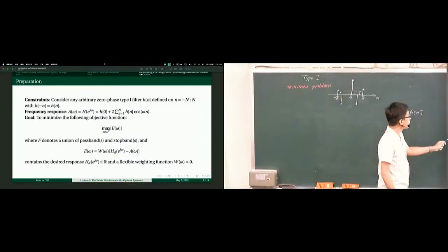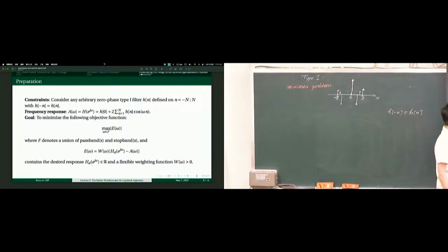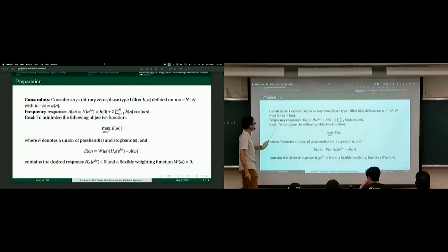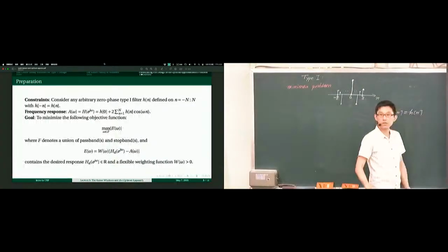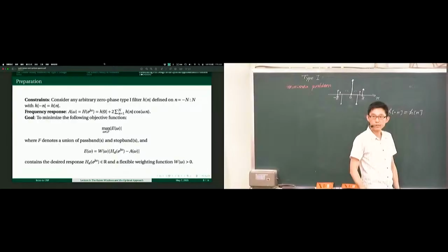So, the frequency response right here. If we take the Fourier transform of any even function in time, we know the result is going to be real valued. Actually, the result is going to be equal to the DTFT: the middle point h0 plus 2 times the sum of h[n] cosine omega n. You can easily verify that according to the DTFT. Does everybody see that?